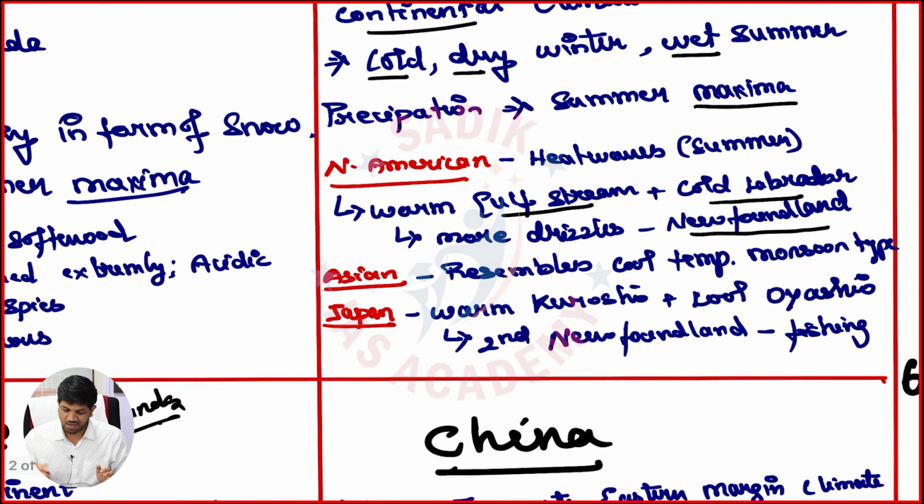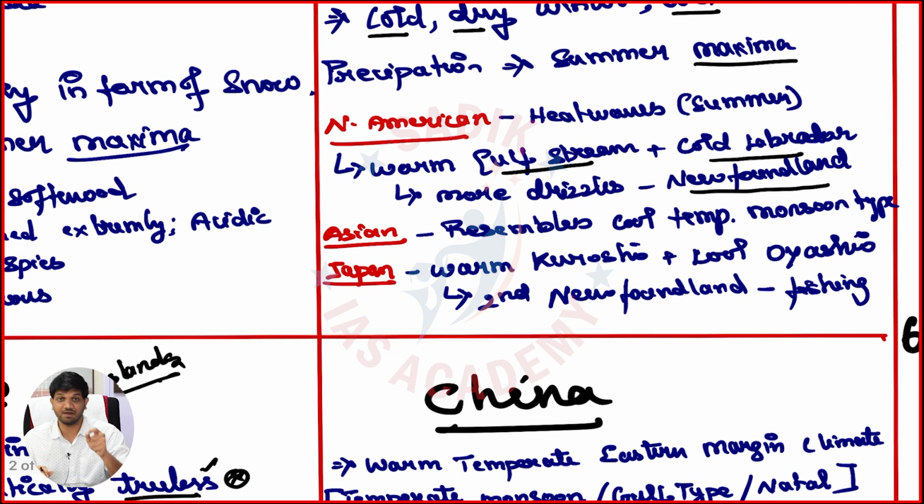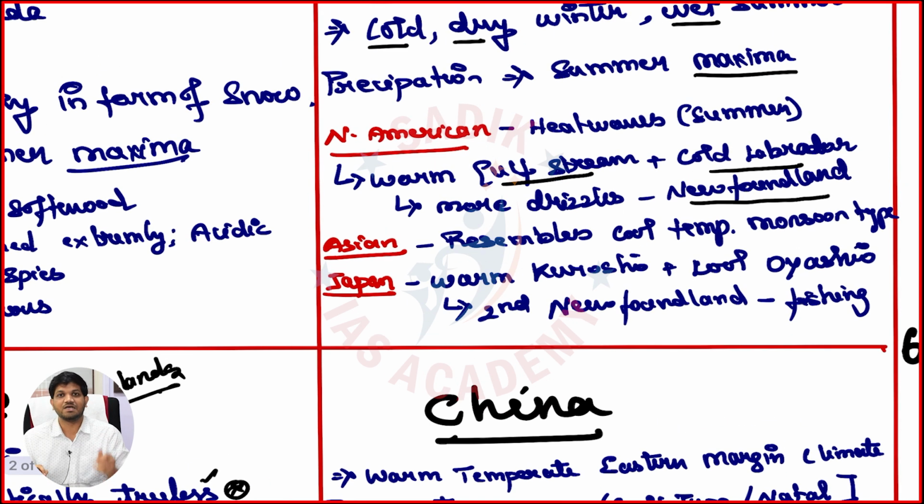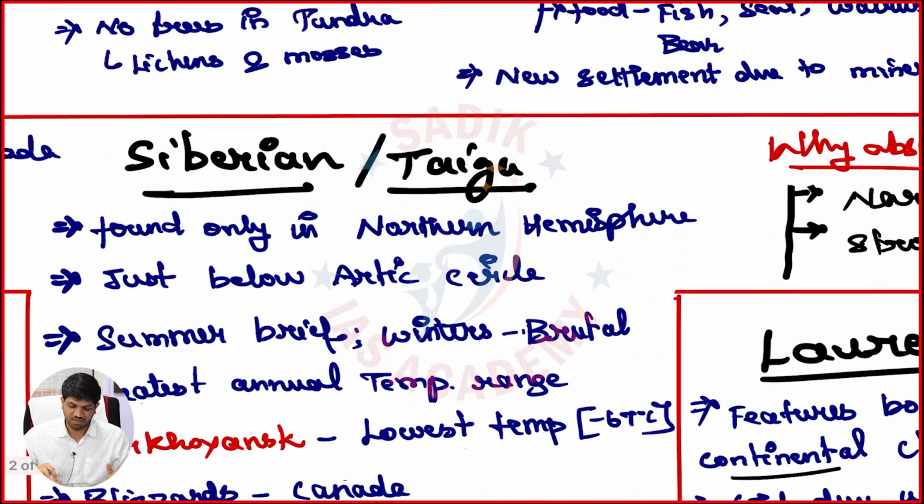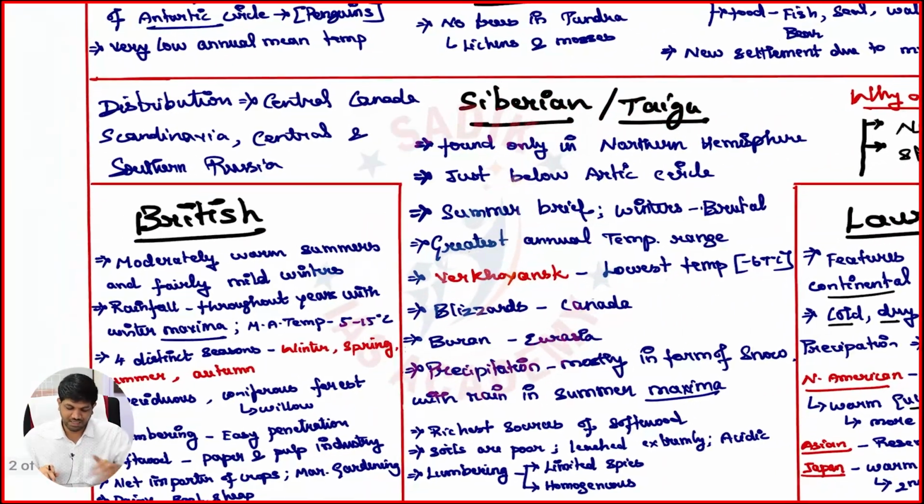and in the Asian area it resembles more of a cold temperate monsoon type, which is nothing but China type. And in Japan also they come under the influence of the ocean currents, which are the warm Kuroshio ocean current and the cold Oyashio ocean current, which gives rise to a second Newfoundland-like temperature. And because of their indentations and the effect of ocean current, they are known for their shipping industry.